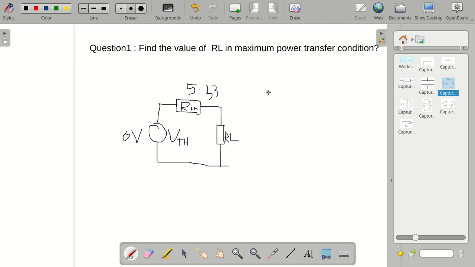So the answer of this question should be that RL can be any value, but the power through this resistance would be 0. So we can say that RL is equal to any value, and the power should be 0.